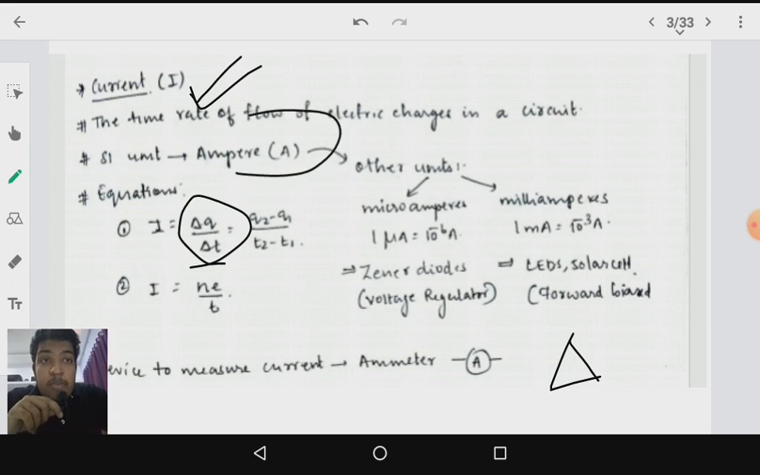SI unit is going to be ampere. Other units are going to be microamperes and milliamperes. 1 microampere is equal to 10 raised to minus 6 ampere, and 1 milliampere is equal to 10 raised to minus 3 ampere.